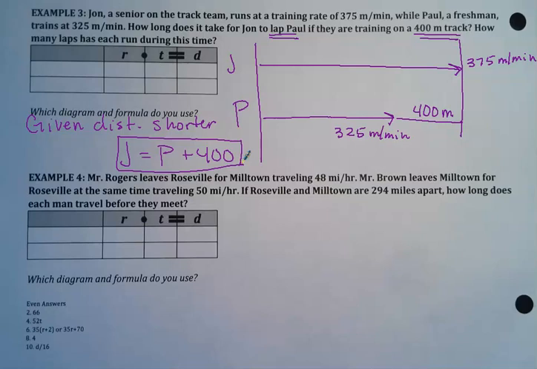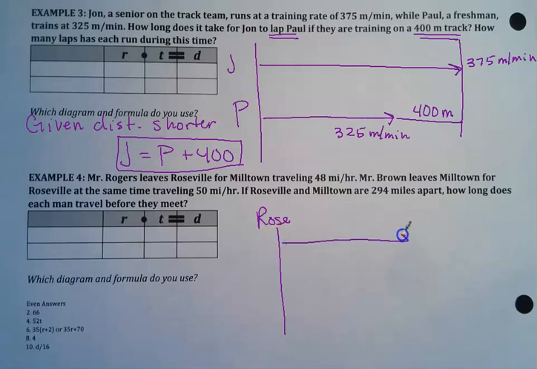Last one. Okay, Mr. Rogers leaves Roseville for Milltown, traveling at 48 miles per hour. Mr. Brown leaves Milltown for Roseville at the same time, traveling 50 miles per hour. If Roseville and Milltown are 294 miles apart, how long does each man travel before they meet? Same distance? Okay, if we don't know, let's draw a picture. Mr. Rogers leaves Roseville. Okay, so we've got Roseville here, and he is headed for Milltown.